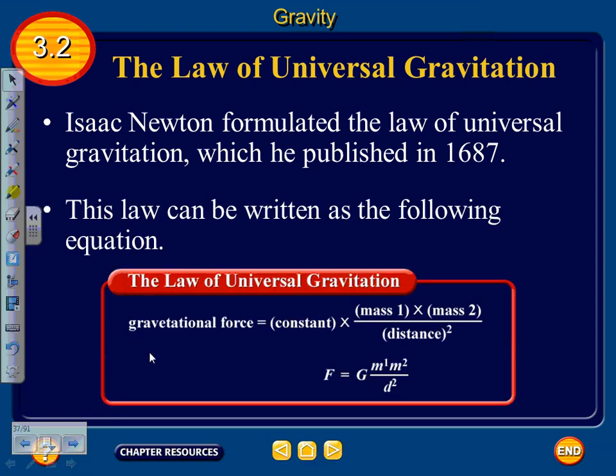This law can be written as the following equation. The gravitational force, they spelled it wrong, equals a constant G times the mass of the first object times the mass of the second divided by the distance squared.